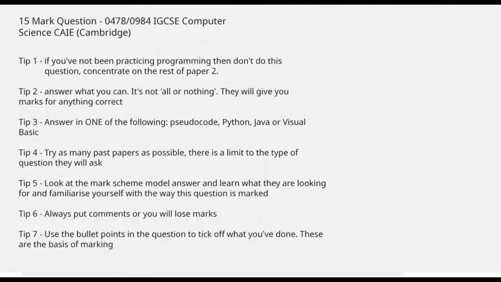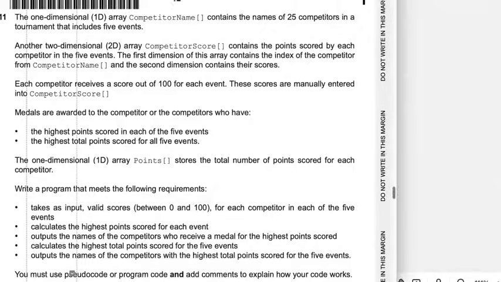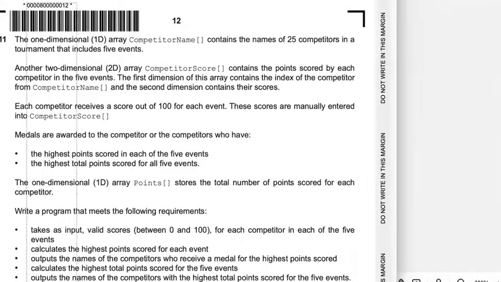So let's have a look at that, because this is a really important tip for you to get to grips with. Let's have a look at a past paper. This exam paper was the summer 2025 paper for the UK. And we've got a one-dimensional array. Competitor name contains the names of 25 competitors in a tournament that includes 5 events. Another 2D array contains the points scored by each competitor in the 5 events. This is an extremely common type of question where we have a 1D and a 2D array.